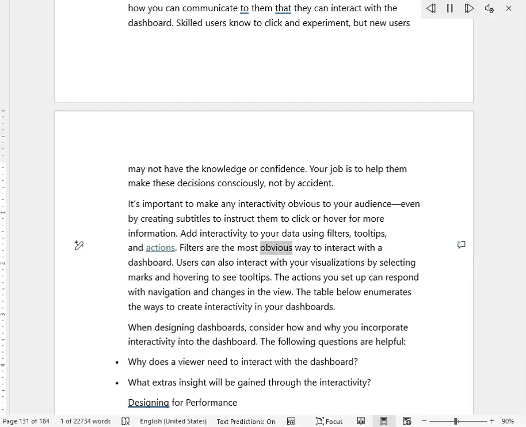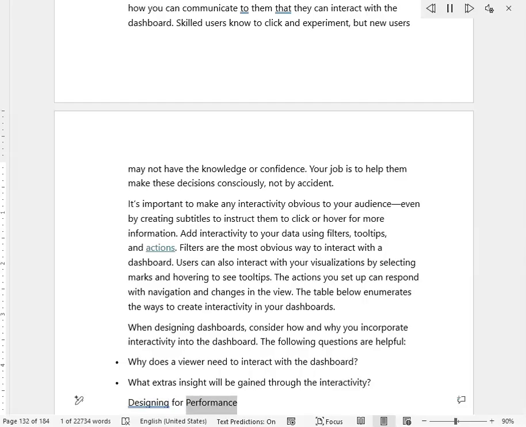Filters are the most obvious way to interact with a dashboard. Users can also interact with your visualizations by selecting marks and hovering to see tooltips. The actions you set up can respond with navigation and changes in the view. The table below enumerates the ways to create interactivity in your dashboards. When designing dashboards, consider how and why you incorporate interactivity into the dashboard. The following questions are helpful. Why does a viewer need to interact with the dashboard? What extra insight will be gained through the interactivity?